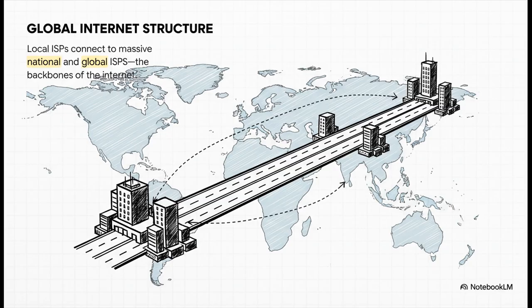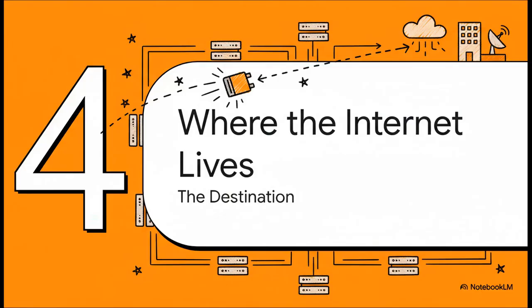And then, those local ISPs connect to these enormous national and global ISPs. These guys are the real titans. They're the backbones of the internet, the massive superhighways that carry data between cities, between countries, and even across oceans. This is what makes the internet a truly global network. So, our little packet of data has come a long way. It started on your device, went through your access network, and just rocketed across the network core. But where is it actually headed?